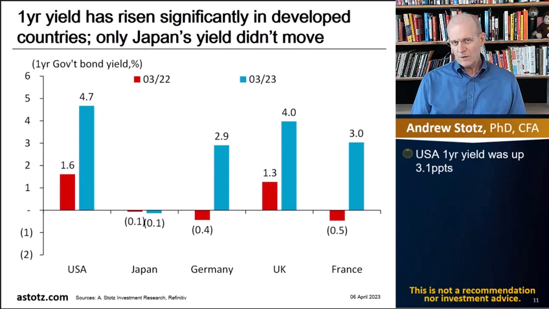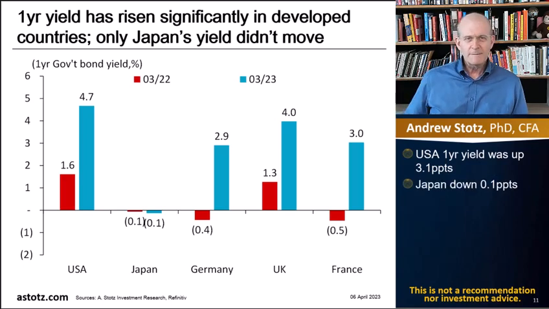Now let's look at the one-year yield, which has risen significantly in developed countries. Only Japan's yield didn't move. The U.S. one-year yield has gone from 1.6 up to 4.7. That's a 3.1 percentage points increase. Japan, flat at about 0.1 or 0.